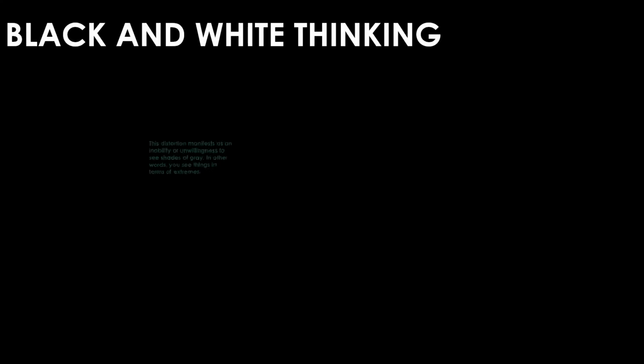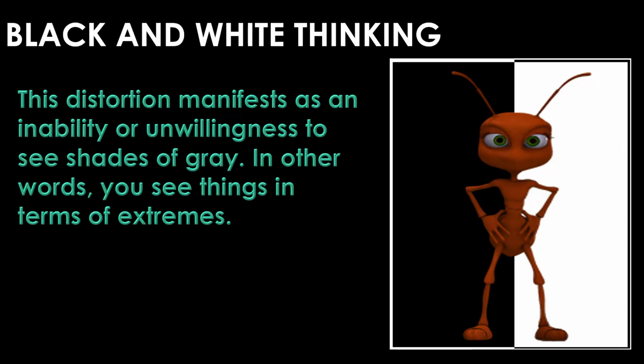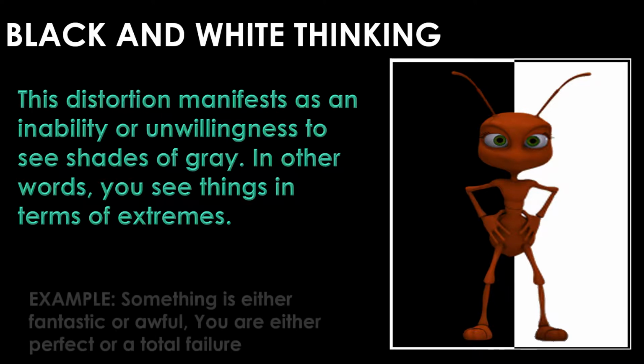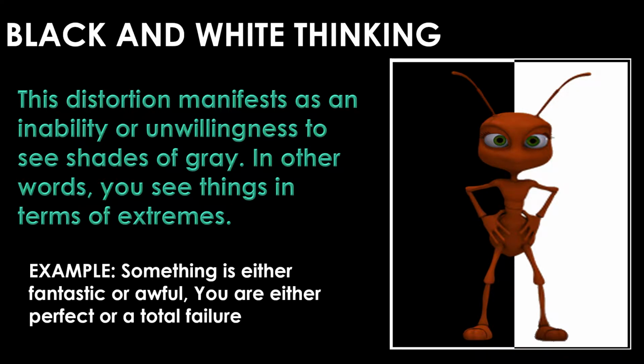The first ant we're going to be visiting is black and white thinking. This distortion manifests itself as an inability or unwillingness to see shades of gray. In other words, you see things in terms of extremes. An example here is, something is either fantastic or awful. You are either perfect or a total failure.